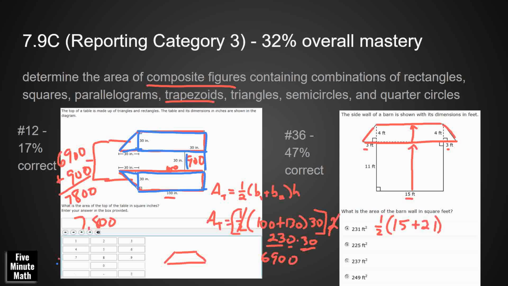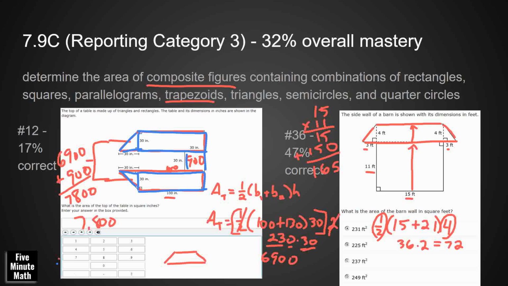Height is 4. Now, let's go ahead and multiply the 1/2 of 4. 1/2 of 4 is 2. So it's 36 times 2, which equals 72. That's the trapezoid. Now we just need an 11 by 15 rectangle. So let's do 11 by 15. What do I have?